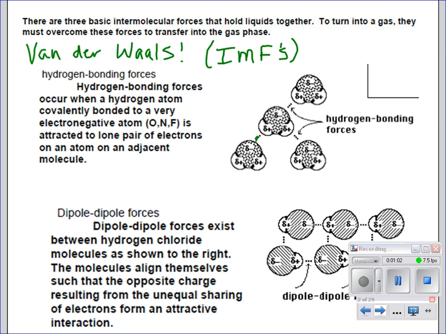Intramolecular force would be what? Within the molecule. So that would be a bond. Well, we're looking at the attraction between molecules. Why do we care? Well, if we didn't have attraction between molecules, everything would be gases.